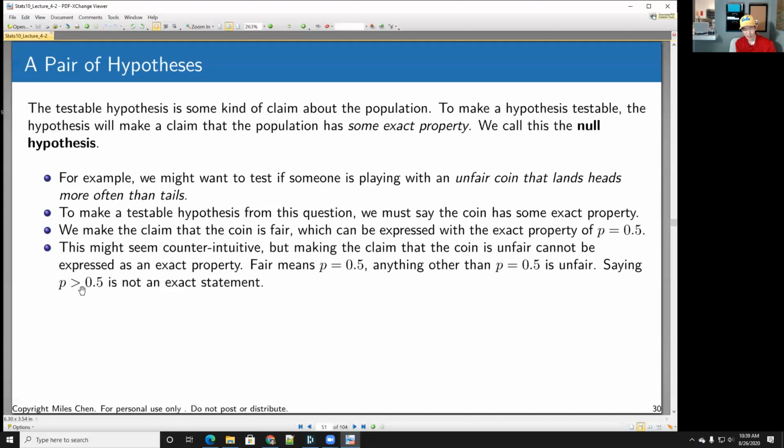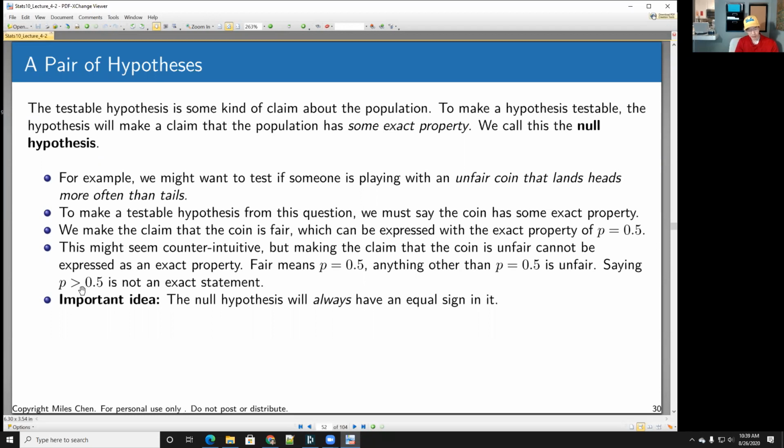Okay, or if it lands heads 7 times out of 10, it's a little bit tricky. And so what we have to do is we're going to start by making the claim that the coin is fair, that it has an exact property, that it's going to land heads exactly 50% of the time.